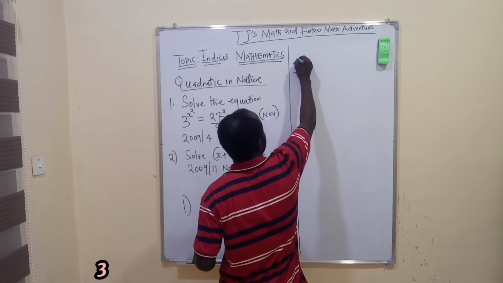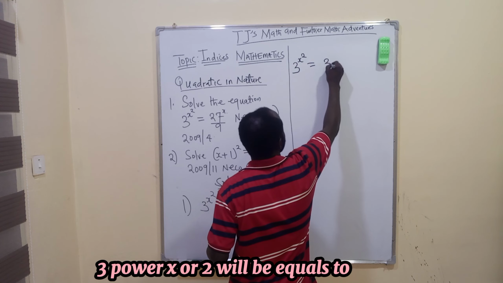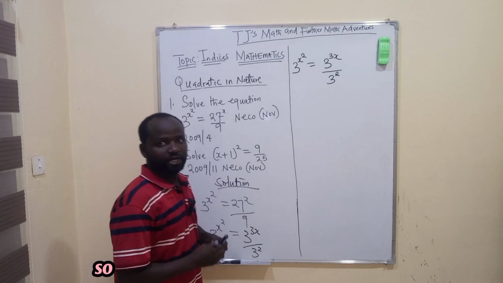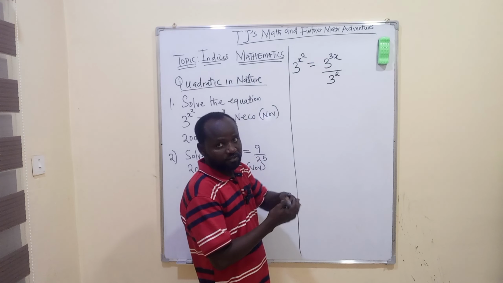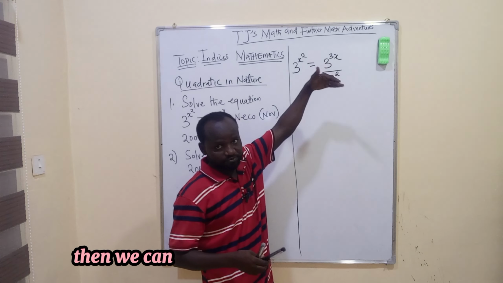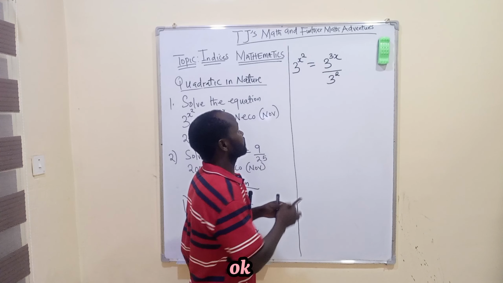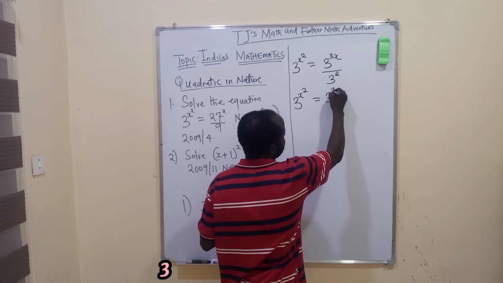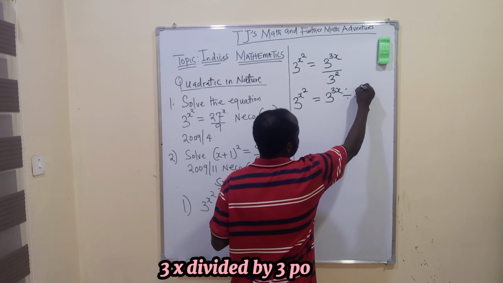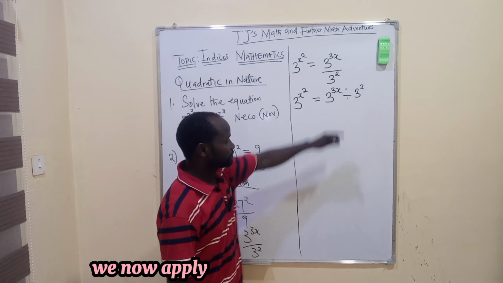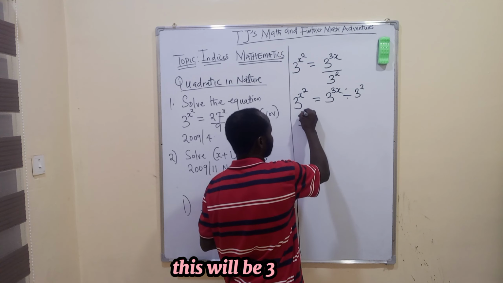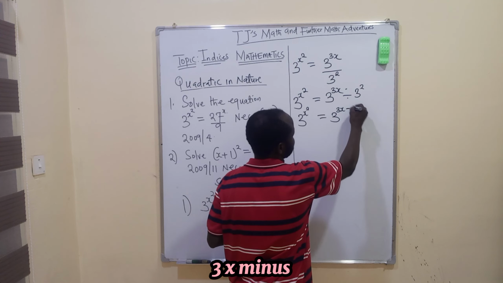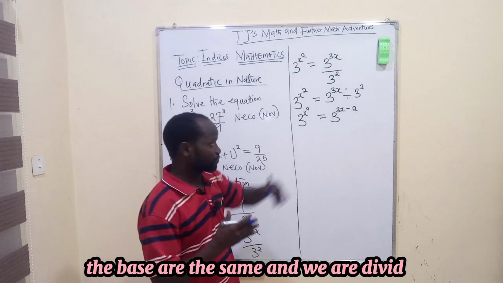So let's take this here: 3^(x²) will be equal to 3^(3x) ÷ 3². So we can apply the division law of indices here. The bases are the same, then we can subtract the powers when we are dividing. We now apply the division law of indices here. This will be 3^(x²) = 3^(3x − 2), since the bases are the same and we are dividing, we subtract the power.